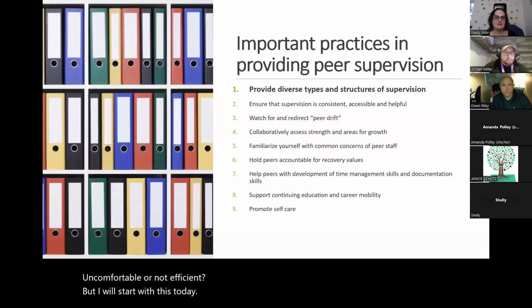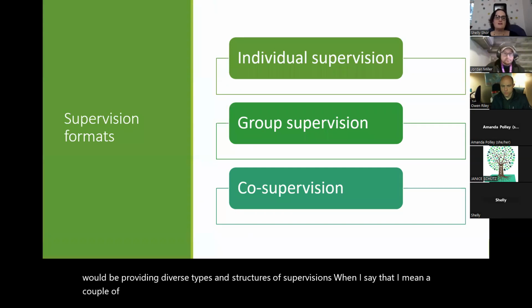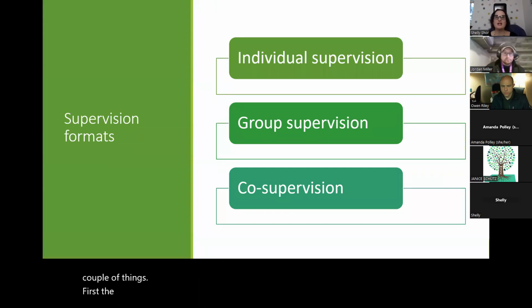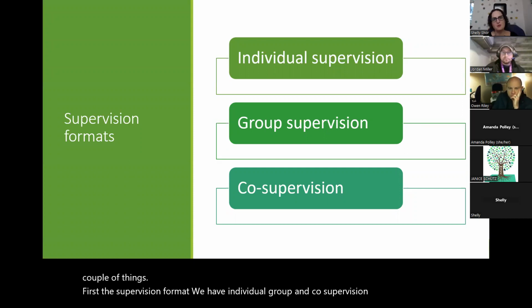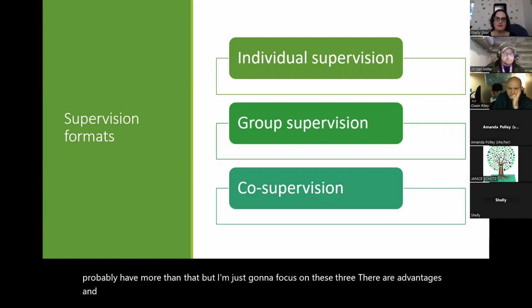So the first thing when I'm talking about important practices in providing peer supervision would be providing diverse types and structures of supervisions. When I say that, I mean a couple of things. First, the supervision format. We have individual, group, and co-supervision. Obviously, we probably have more than that, but I'm just going to focus on these 3. There are advantages and disadvantages for all of them.